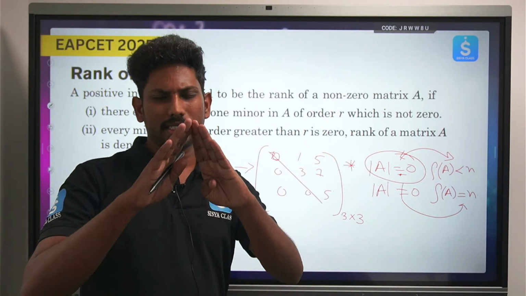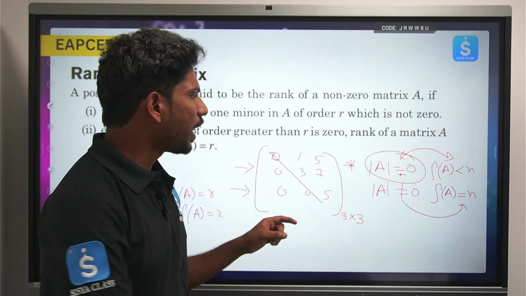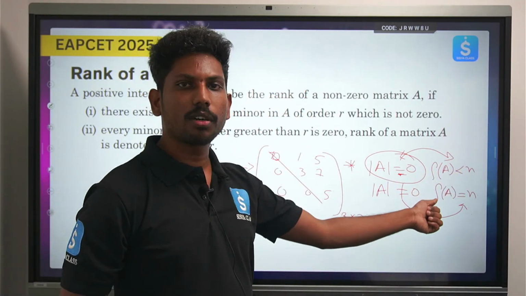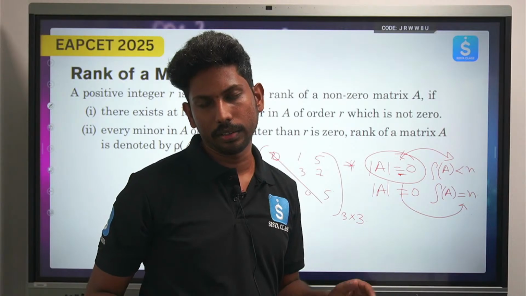Just remember one thing, don't go beyond your logic. Whenever determinant equal to 0, rank less than n. Whenever determinant not equal to 0, rank equal to n. This is all the thing we are expecting in this.